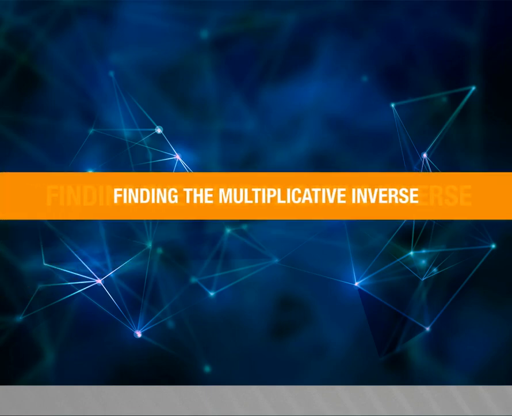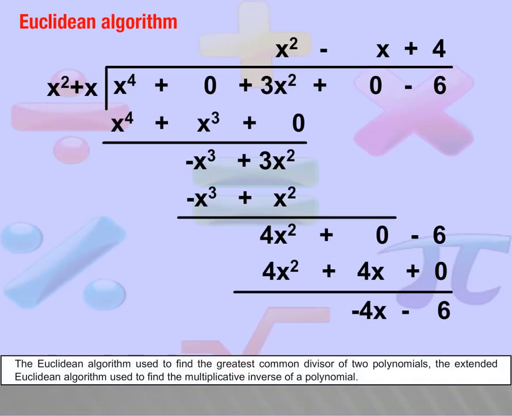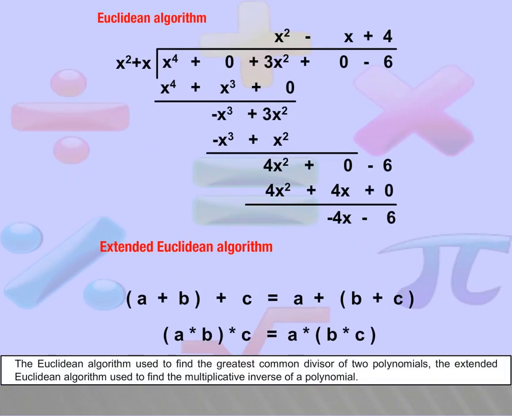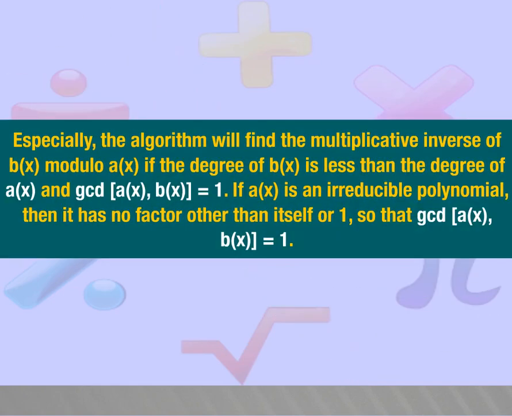Finding the multiplicative inverse. In this video, we are going to see about finding the multiplicative inverse. The Euclidean algorithm is used to find the greatest common divisor of two polynomials. The extended Euclidean algorithm is used to find the multiplicative inverse of a polynomial. Especially, the algorithm will find the multiplicative inverse of b(x) modulo a(x) if the degree of b(x) is less than the degree of a(x) and GCD(a(x), b(x)) is equal to 1.